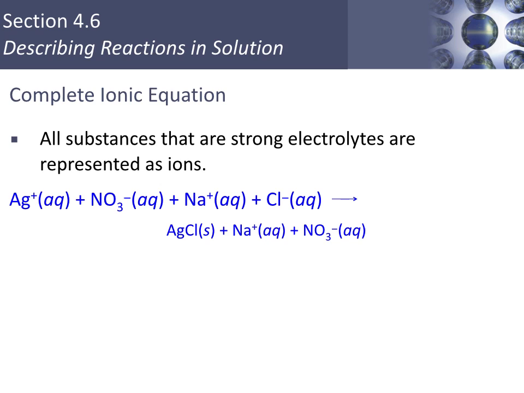We call a description of what's going on in the reaction solution a complete ionic equation. And when we are making these, we need to take all the substances that are strong electrolytes and represent them as ions, because that means that they are free floating in the solution. The strong electrolytes, these are things that conduct electricity efficiently.